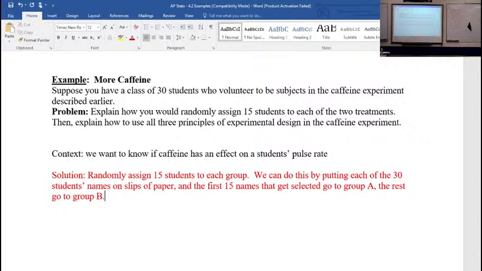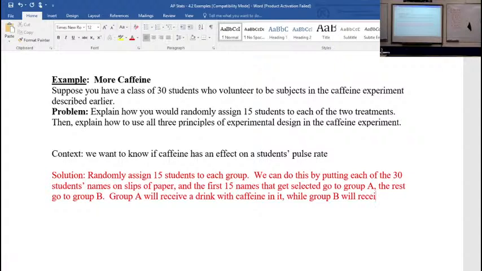is the treatments. So what does group A get? What does group B get? Group A will receive a drink with caffeine in it, while group B will receive, well, we want to have a control.